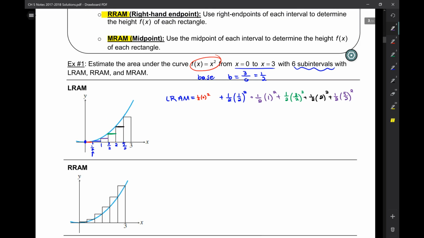The base, it goes from 0 to 3. Right, it's 3 units. And then we divide it into 6 subintervals. 3 over 6 is 1/2. So it's always the second number over the interval? No, it's the interval. If it was from 1 to 5... Oh, I understand. So this, you plug it into the calculator, you get 6.875.